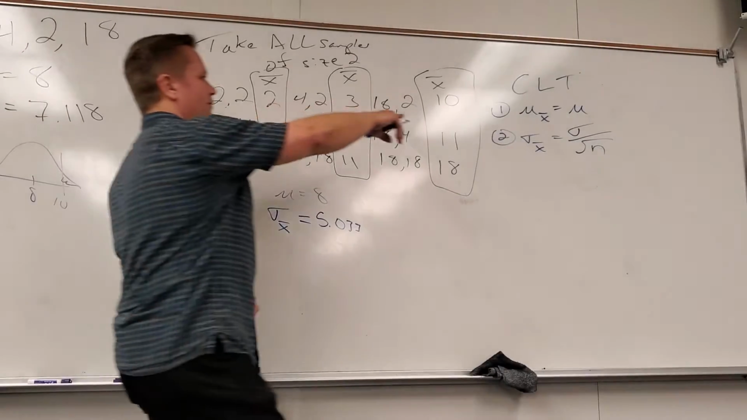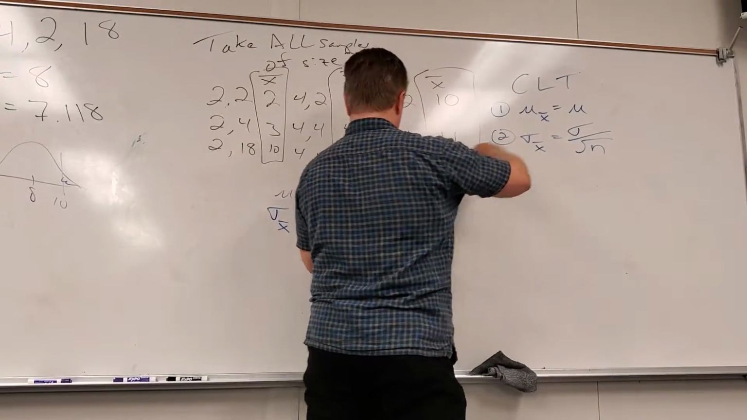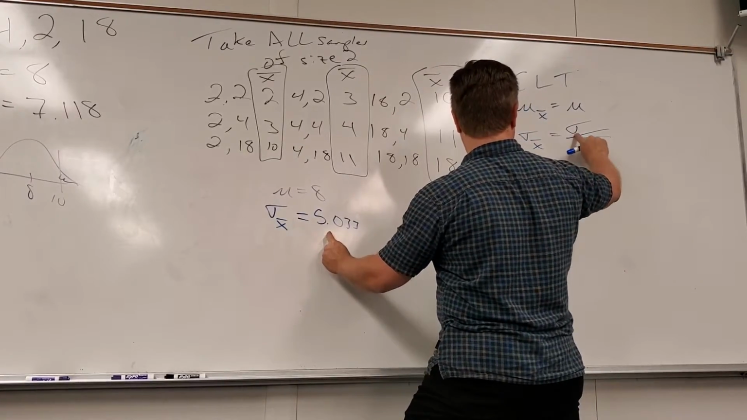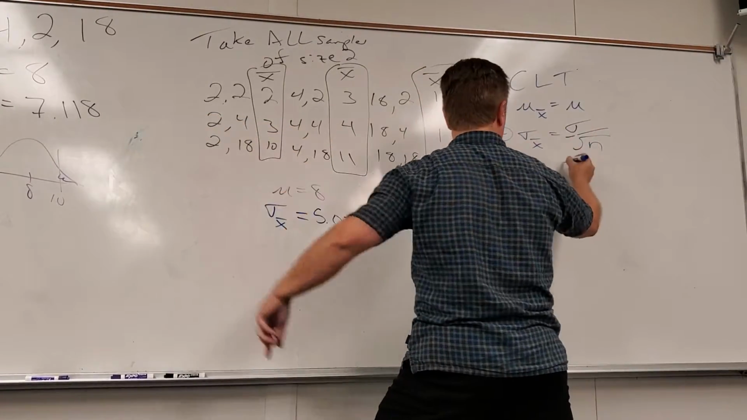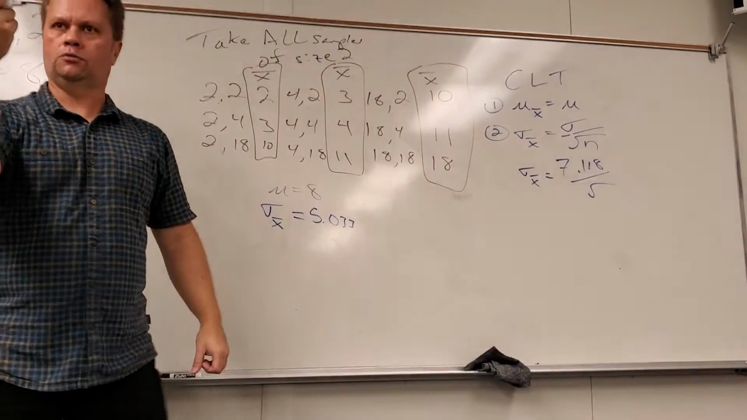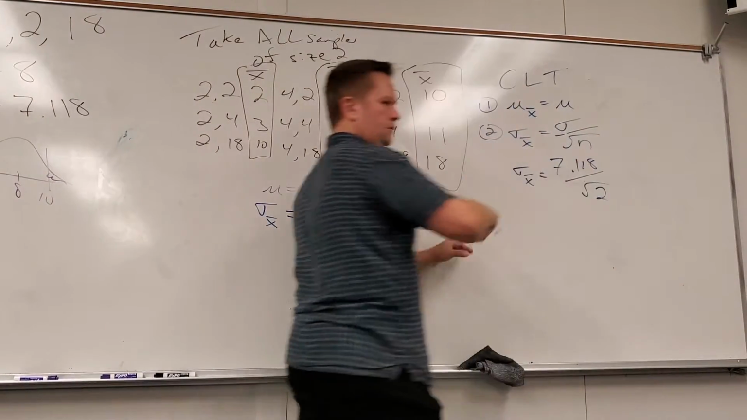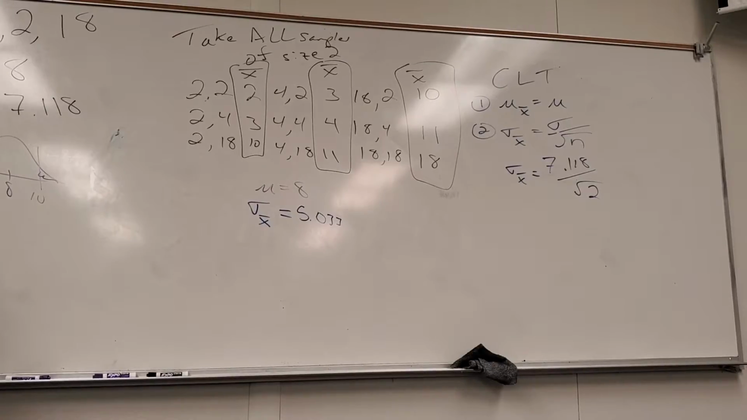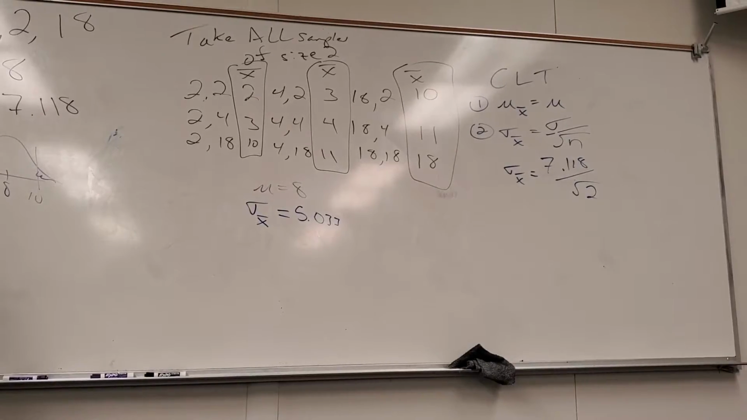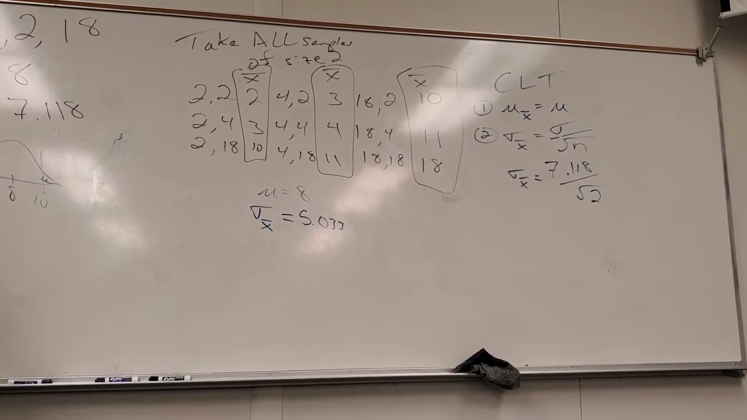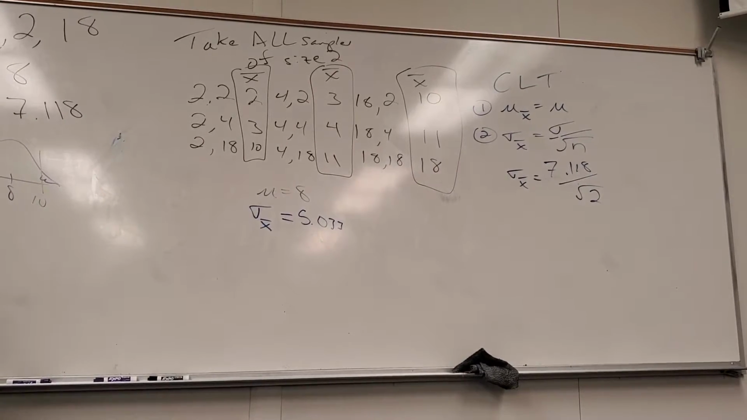All right. So what does this predict? We know what it is. Let's see if it actually comes out the right way. Individual one was 7.118. Divided by the square root of what? How big was each sample? 2. What do you guys get when you do this? I haven't even done it. All I've got is theory. I know the theory's right. Divided by square root of 2. What do you guys get?